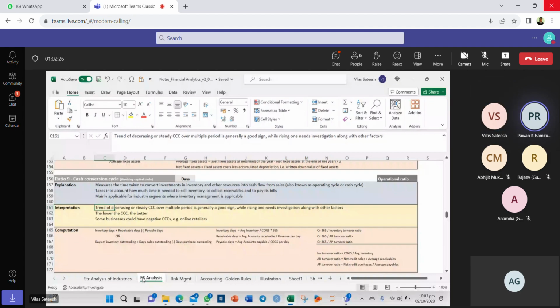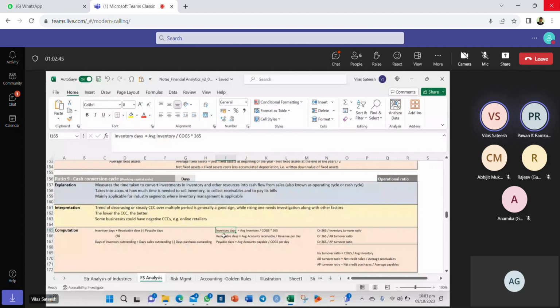So the formula is inventory days plus receivable days minus payable days. Now the catch is, how do you find out the inventory days? What is your average inventory days? For one transaction, it's easy to estimate, but for n number of transactions, you need a formula to estimate.